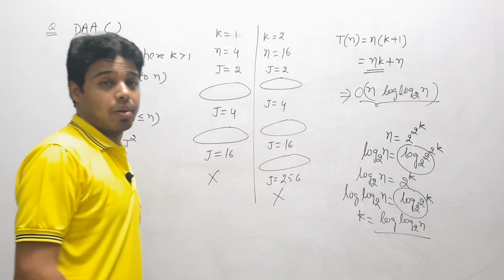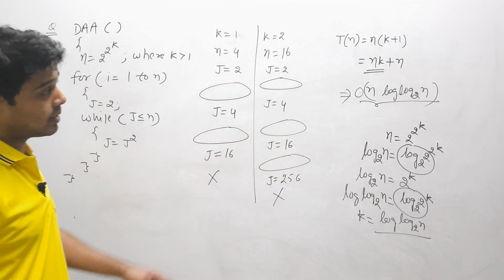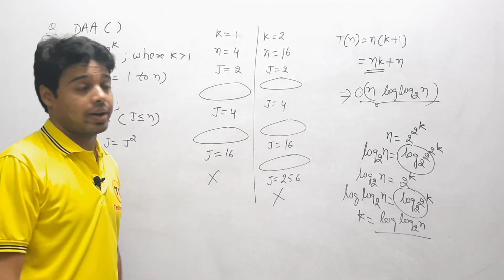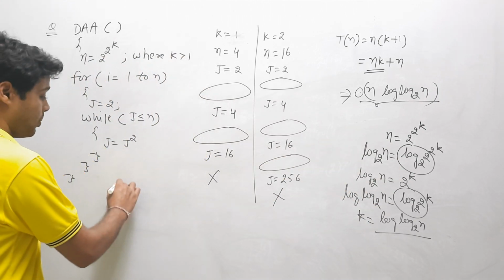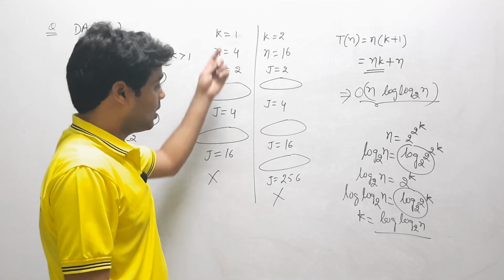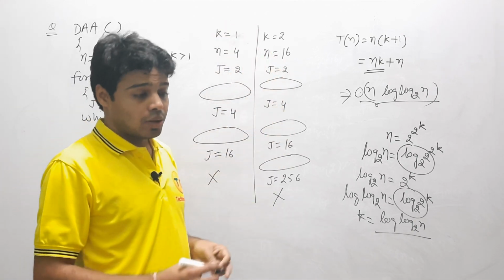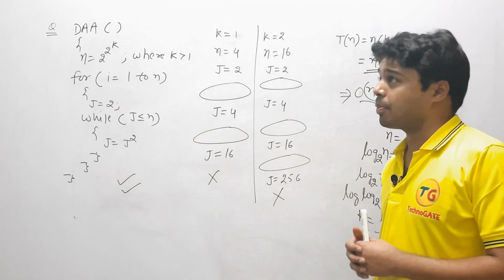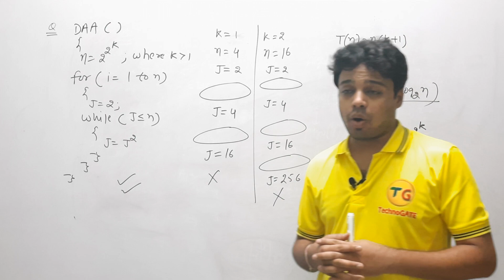So this is a very important problem here. Always convert k in terms of n. So what is the time complexity? N into log log n. This type of problem can be solved by taking any counter example. For any program or any problem, take a counter example and solve the problem.